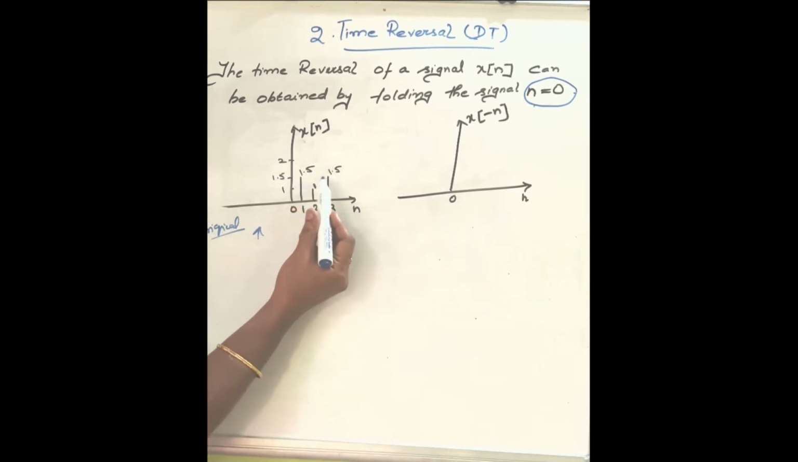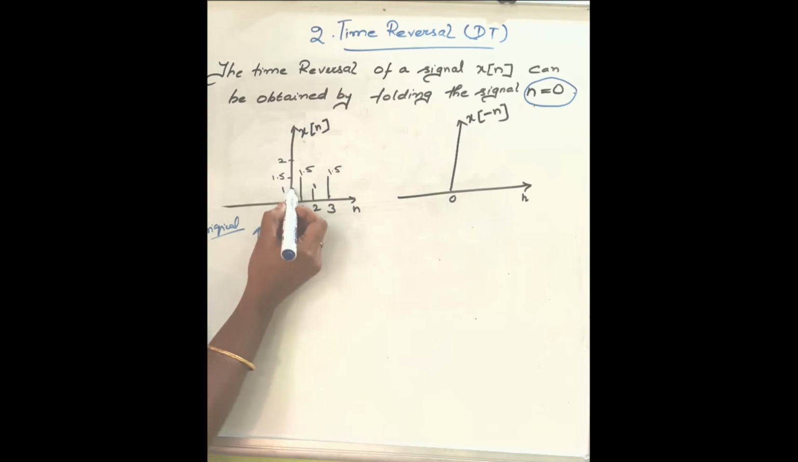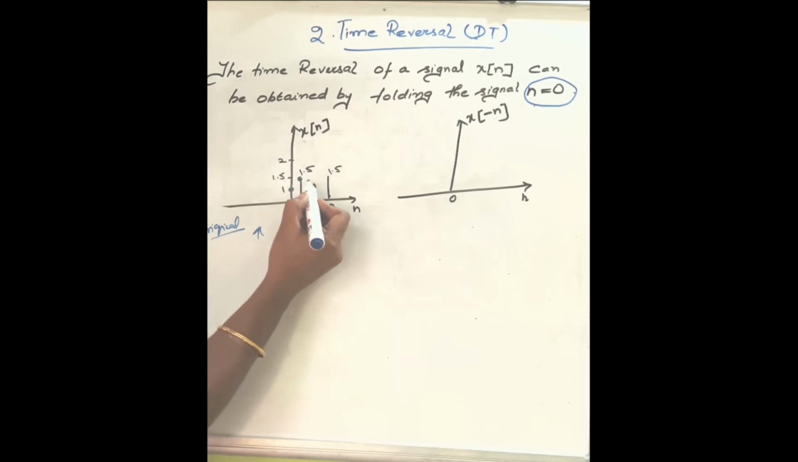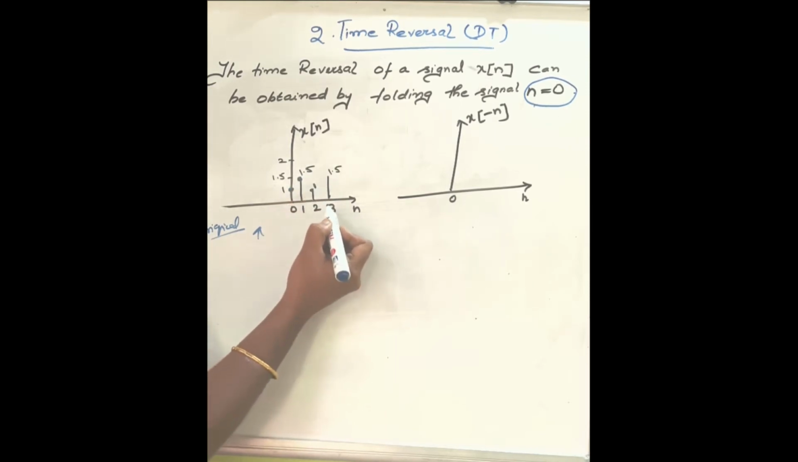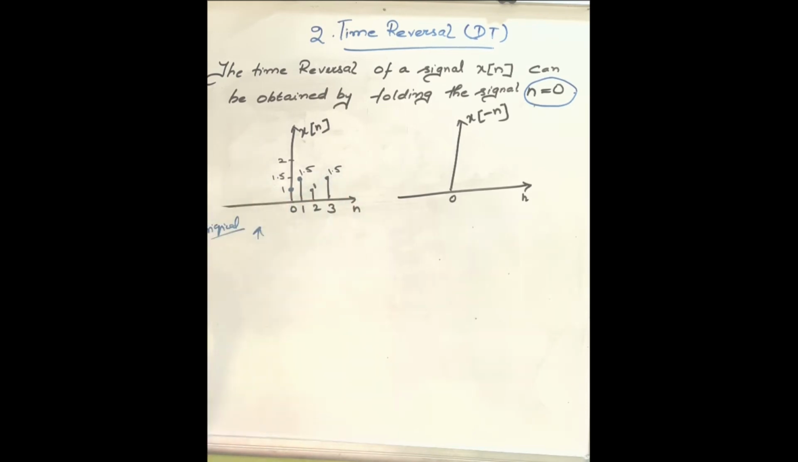Here there are different amplitudes given. At n is equal to 0, it is 1. At n is equal to 1, it is 1.5. At n is equal to 2, the amplitude is 1 again. At 3, it is 1.5.